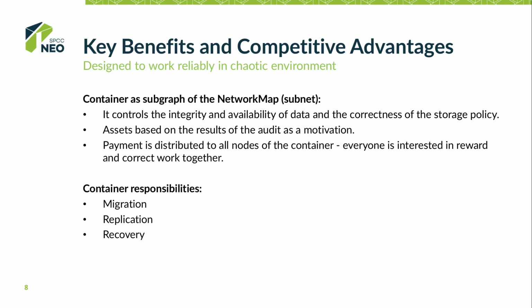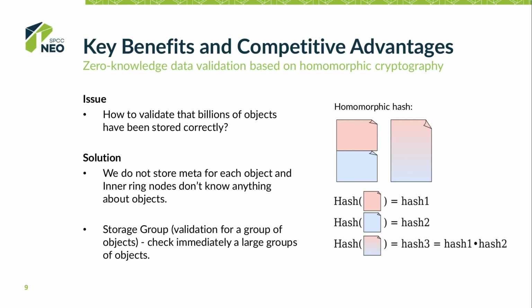When you have a large number of objects in a distributed network of untrusted nodes with an ever-changing topology, you can't use the classical approach of comparing object hashes with some sample in a centralized metadata storage. That would cause unacceptable overhead. To solve this problem in NeoFS, we use homomorphic hashing.